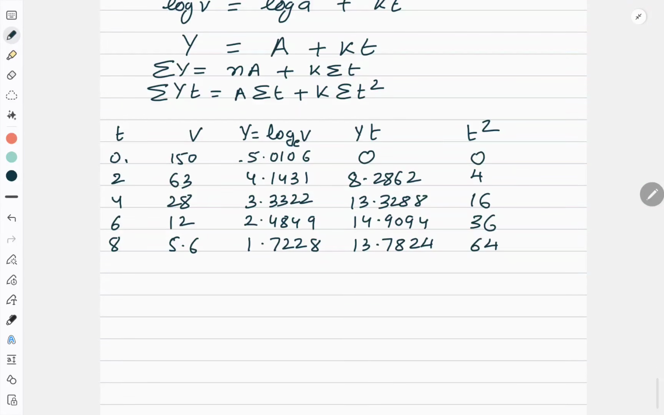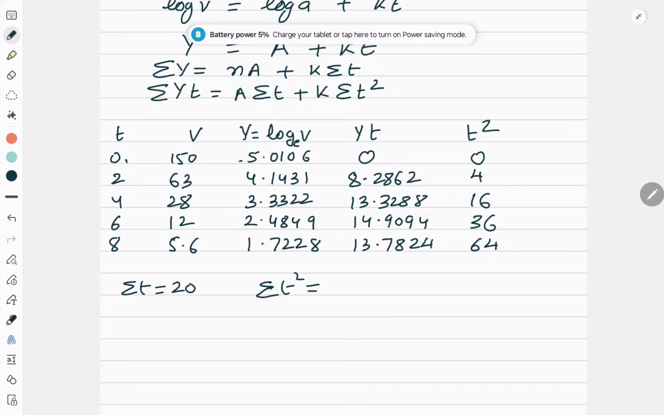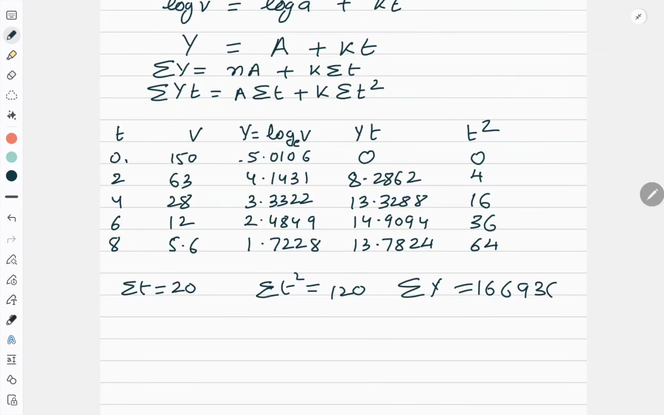Now add up the columns. So you will have summation t is equal to 20. Summation t square is equal to 120. Summation capital Y is equal to 16.6936. And summation ty is equal to 50.3068. Now substitute this here and you can get the answer.